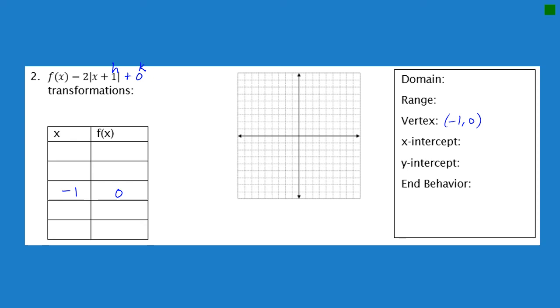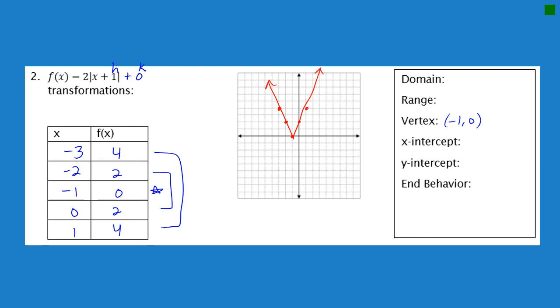So when I go to the table, I want 2 points below -1, so that would be (-3, 4) and (-2, 2). And then the 2 points above would be (0, 2) and (1, 4). And again, you'll notice that the vertex is here in the middle, and then I have my symmetric numbers going out. So that's kind of a way you can check to make sure you're doing things right. Now I'm going to plot my points. And then I'll connect the dots so that it looks like a V.